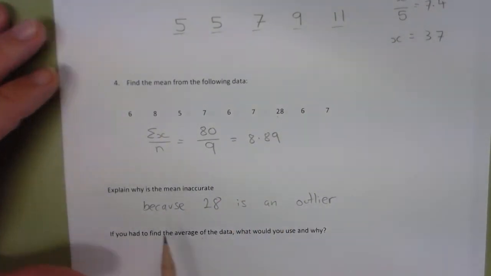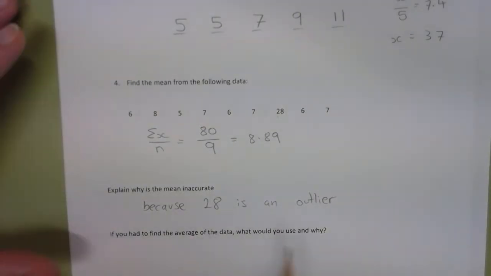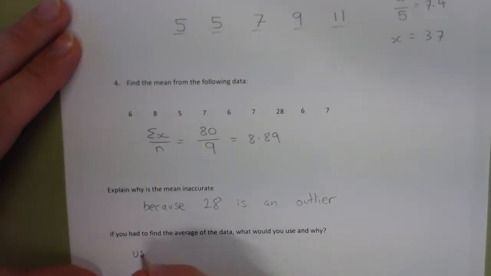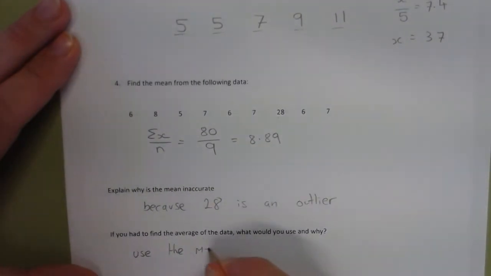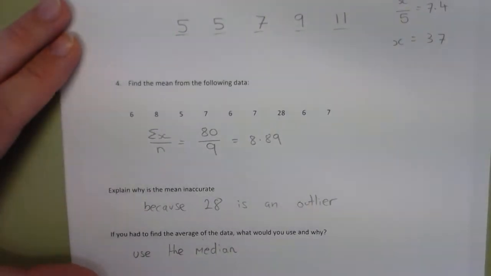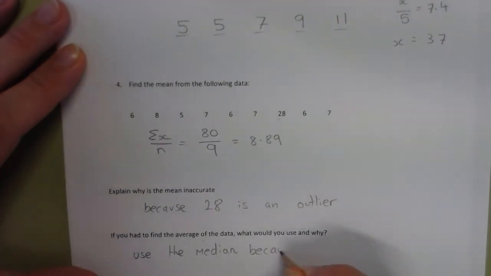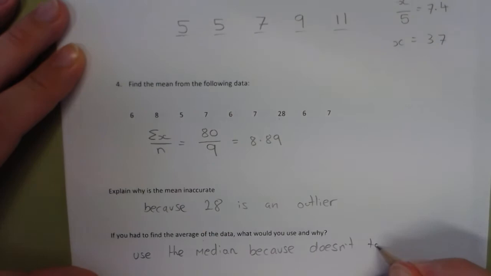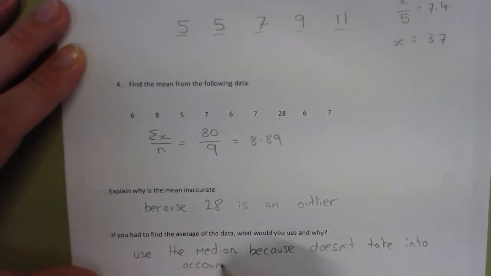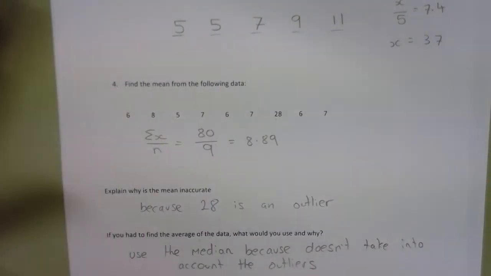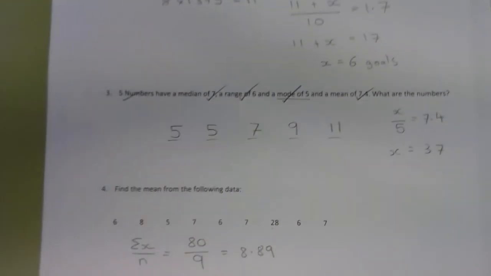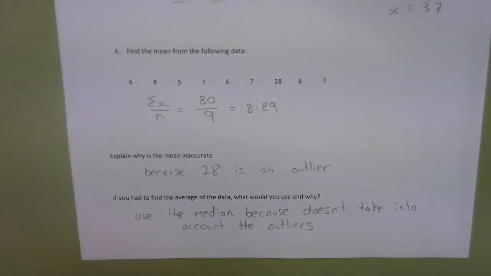And the last question, if you had to find the average of the data, what would you use and why? Well, you would use the median. And the reason we use the median, the middle number, is because it doesn't take into account the outliers. And that's what the median is used for. So that's our 4 worded problems that we've got to attempt this week on data.